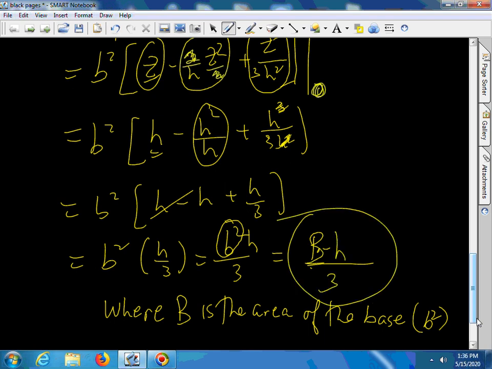And that's the common way of writing the volume of a pyramid: the area of the square base times h over 3.